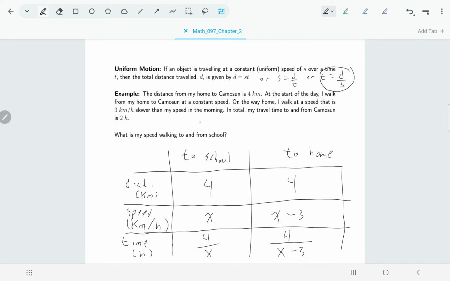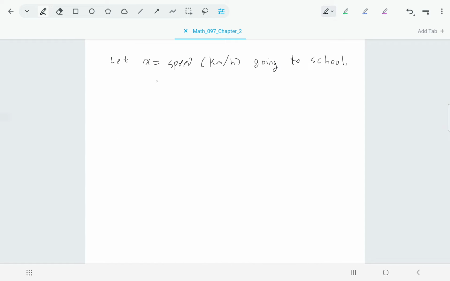The only thing that I haven't used yet is this last sentence where it says, in total, my travel time to and from Camosun is 2 hours, which is telling me that however much time it takes you to go to school, plus however much time it takes you to go home, altogether that should add up to 2 hours. So in other words, our equation will be made by taking the two time amounts and saying that they add up and are equal to 2. So our equation that we'll need to solve would be that 4 over x plus 4 over x minus 3 should be equal to 2.